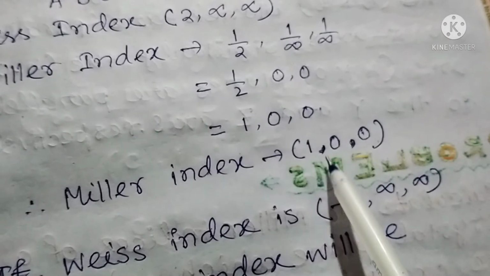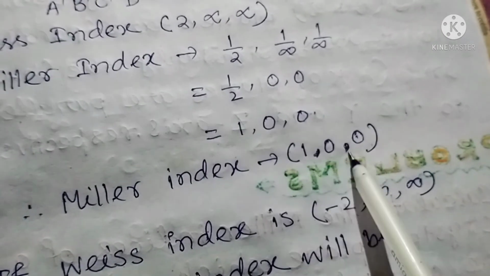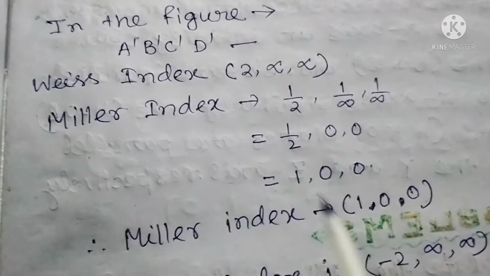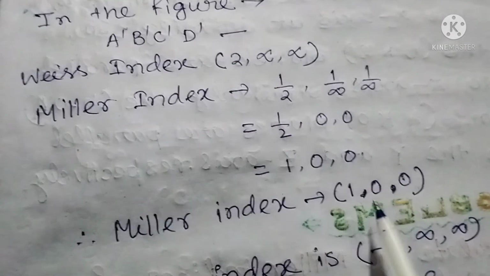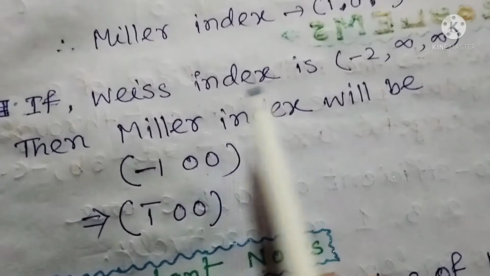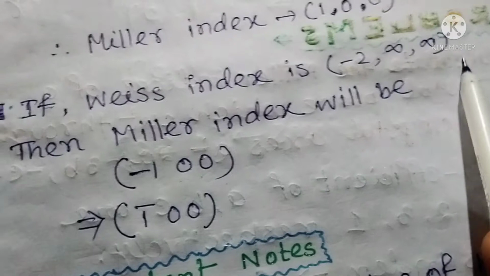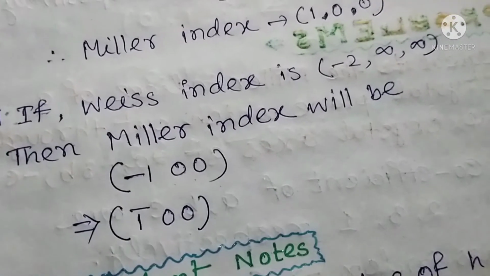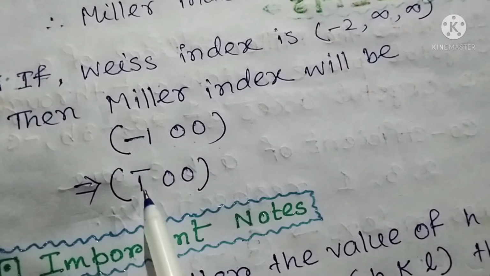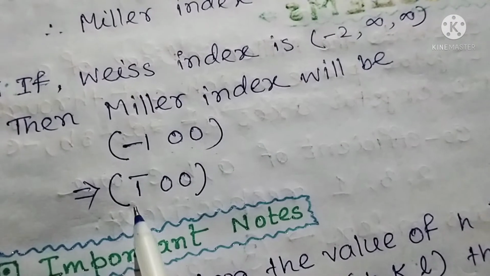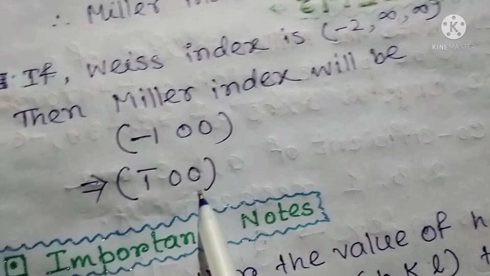Remember one thing, we cannot use commas here. For the Weiss index, we can use commas, but for the Miller index, we can't use commas. If the Weiss index is minus 2, infinity, infinity, then the Miller index will be minus 1, 0, 0. And we use a bar sign for negative, so the Miller index will be 1 bar, 0, 0.